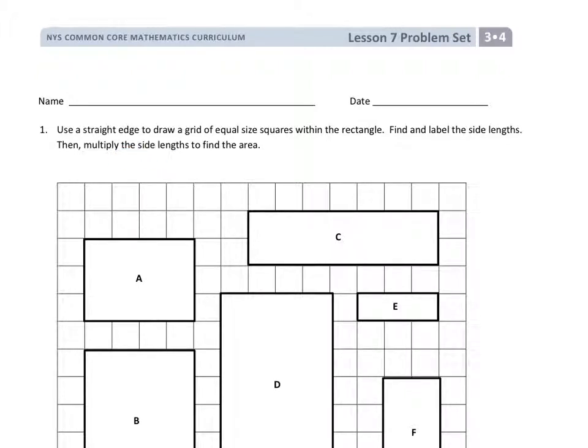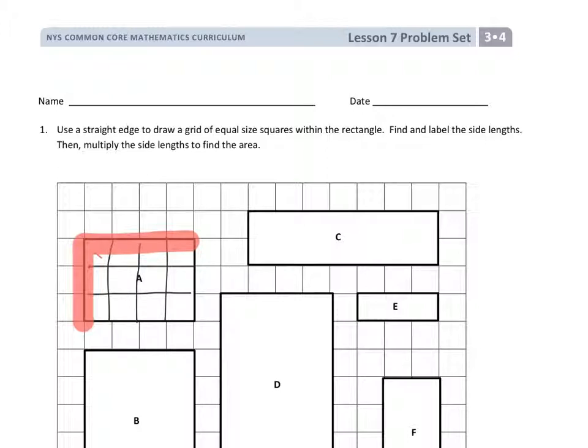So we'll start by completing these. And you guys know how to do this pretty well already. So if you've made it to lesson 7, you're doing just fine. And now to find the side lengths, we need to count the number of units there and the number of units there. Those are going to give us the lengths of the side.